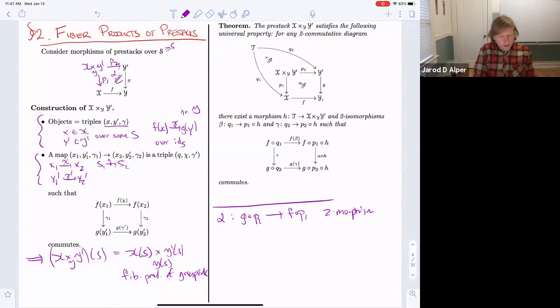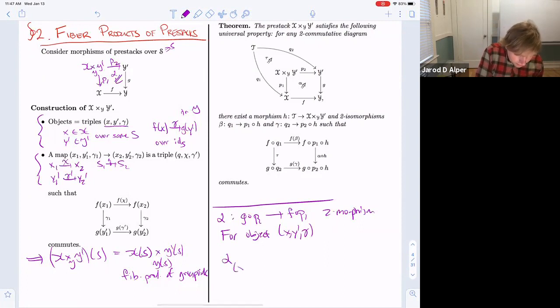And to specify what that is, well, I need to tell you that for every object X, Y prime, gamma, this, if evaluated on this object, should be a morphism between the two images under both of these compositions. Under the composition where I go P2 to G, then it's just G of X. What, no, I think it should be F of X. And then it should go to G of Y prime.